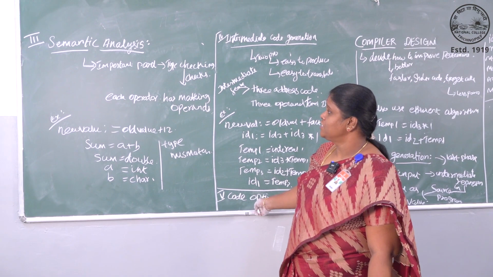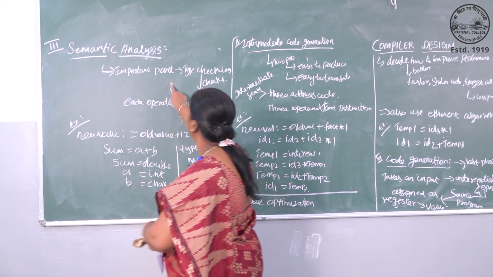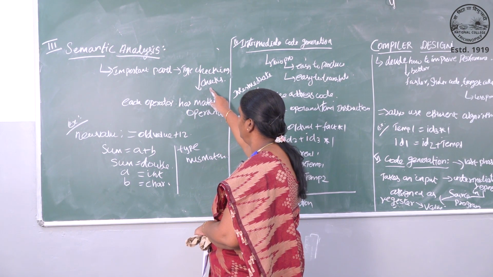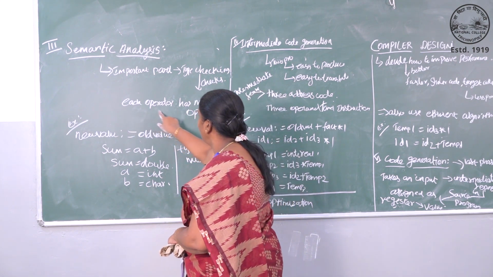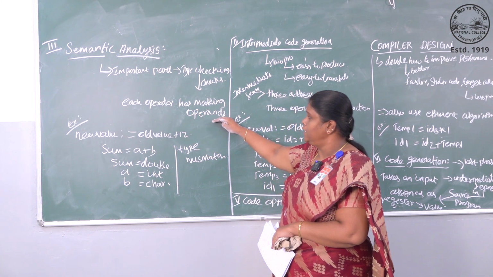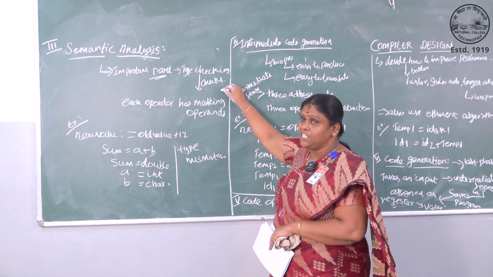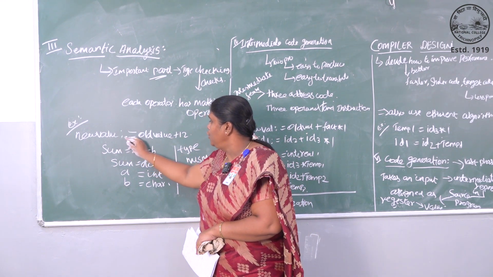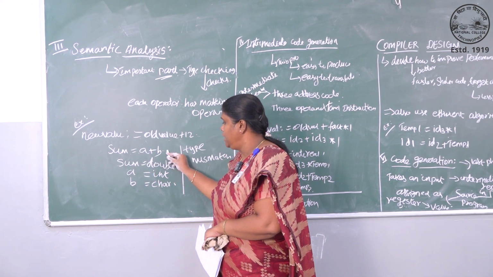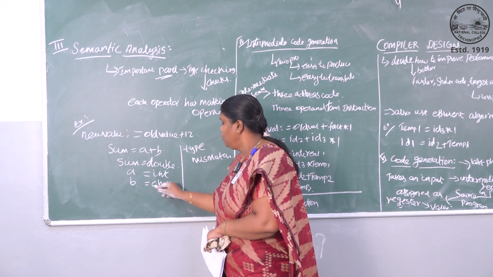The third phase is the semantic analyzer. The important part of the semantic analyzer is type checking. Type checking means checking that each operator has its operands. The main important part of the semantic analyzer is type checking. For example, new value equal to old value plus 12. Then sum equal to a plus b. If we declare sum as double, a as int, b as character.